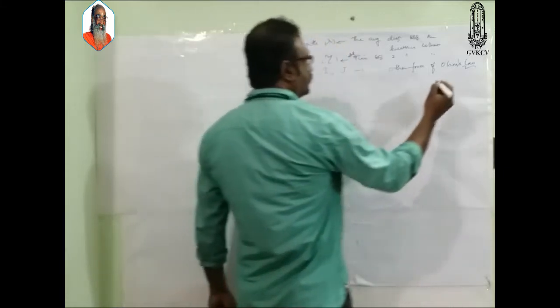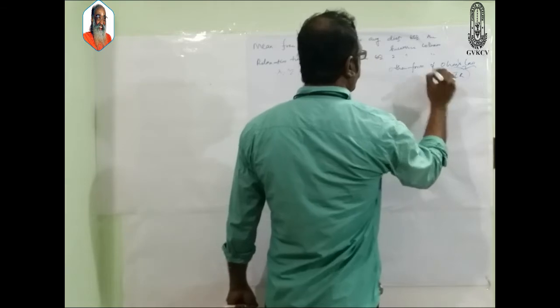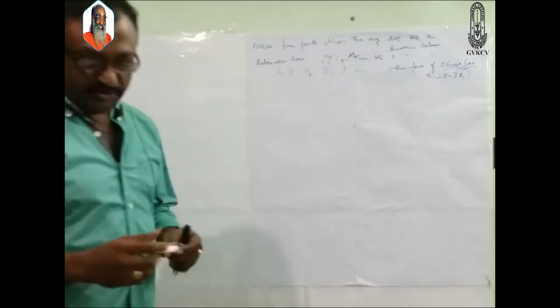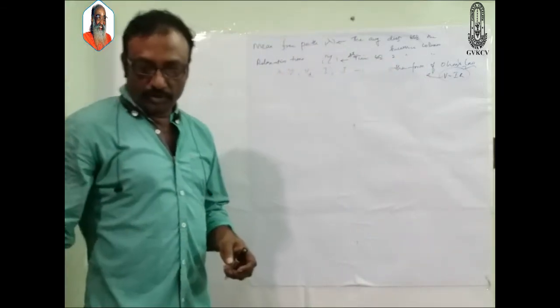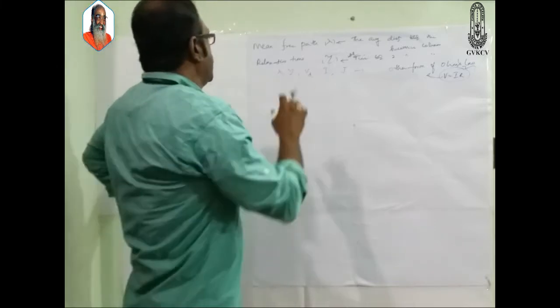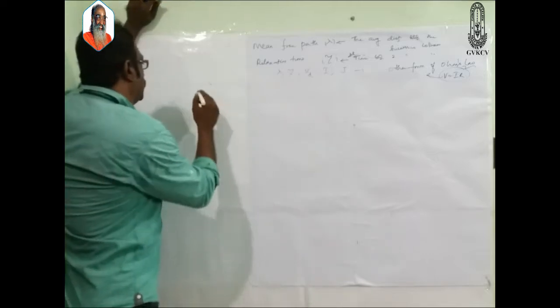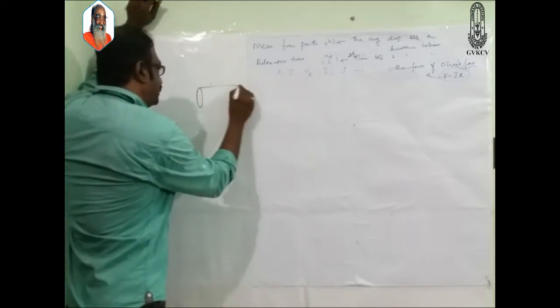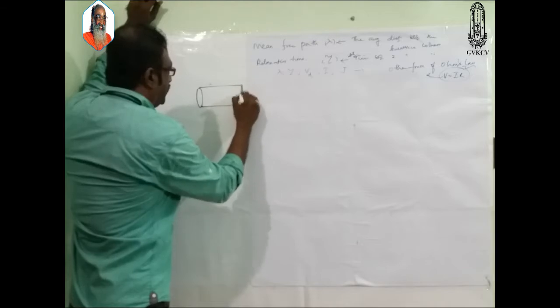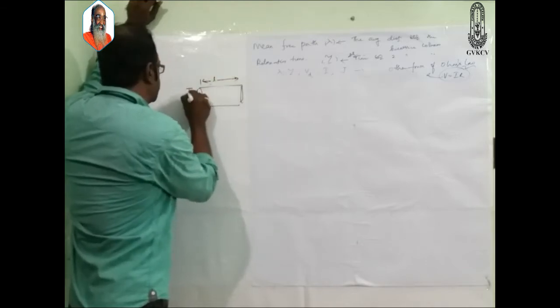So now we know V is equal to IR, and we'll get one more form using this derivation here. After understanding all these things, let us go with the derivation. Let us take a conductor of length L, area of cross section A.